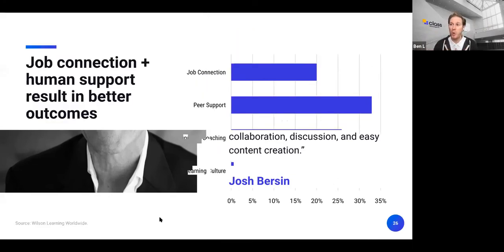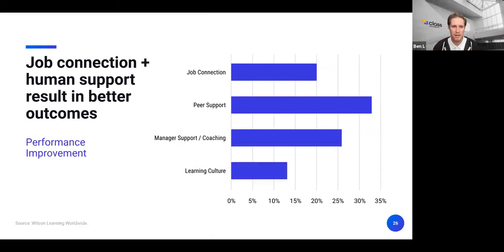Job connection is important to the results of learning. If we include people in the process, learning results will increase. It will happen. We see better results if there's peer support, if there's manager coaching, if there's individual coaching, and a learning culture overall. We learn from that. And I know all of you know this, but learning is not an event. It doesn't happen in one thing. It doesn't happen in a 3-day session from 8 to 8. That is false.